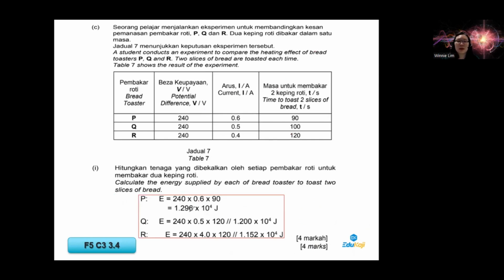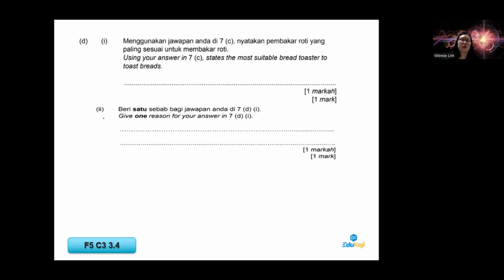For P, the energy is about 1.3 times 10 to the power 4. Then Q is 1.2 times 10 to the power 4. R is 1.15 times 10 to the power 4. That means P uses the most energy, and R the least energy. So for this question 7, they normally will ask you something similar, like a Section B essay question.